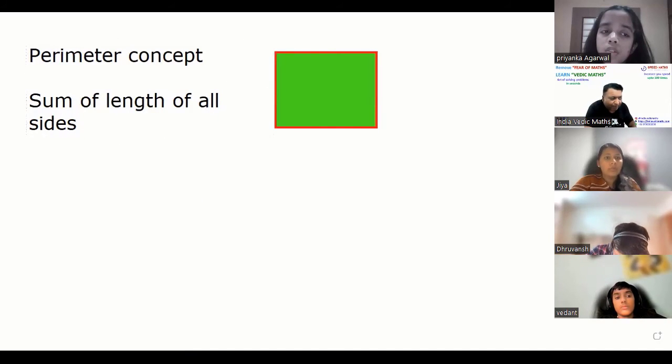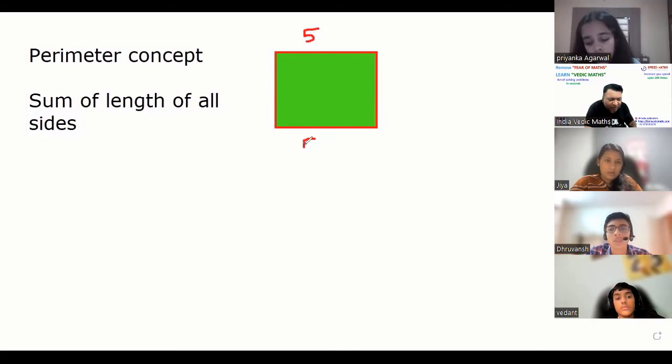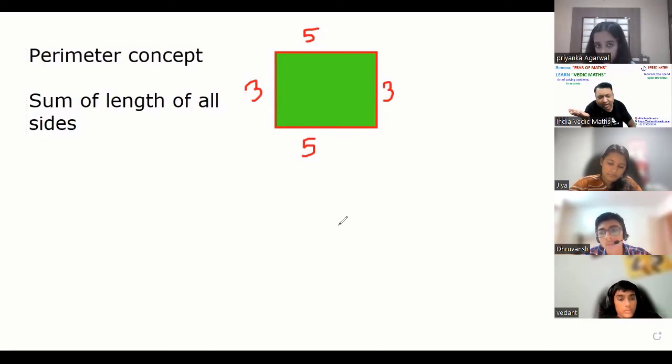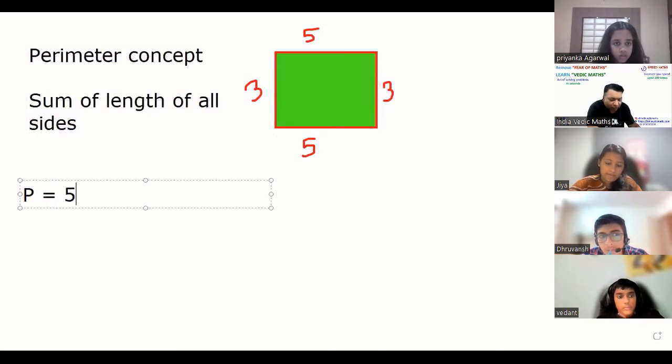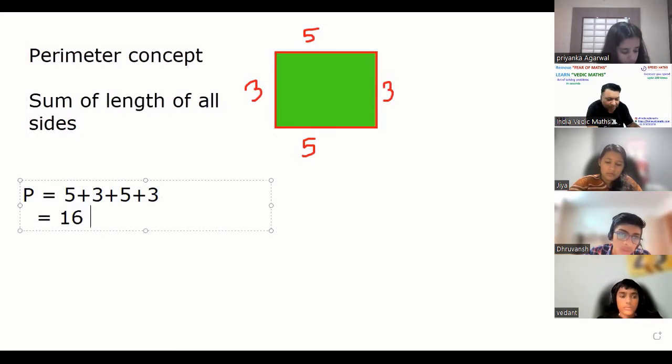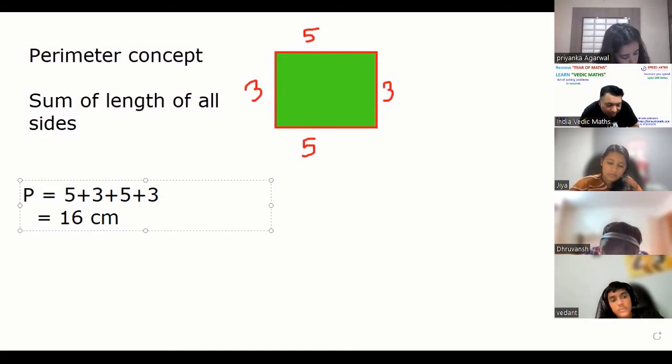If I say this is 5 centimeter, this is 5 centimeter, this is 3 centimeter, this is 3 centimeter, can you find the perimeter of this figure or not? So perimeter will be 5 plus 3 plus 5 plus 3. That's 16 centimeter. You add all the lengths. No formulas required.